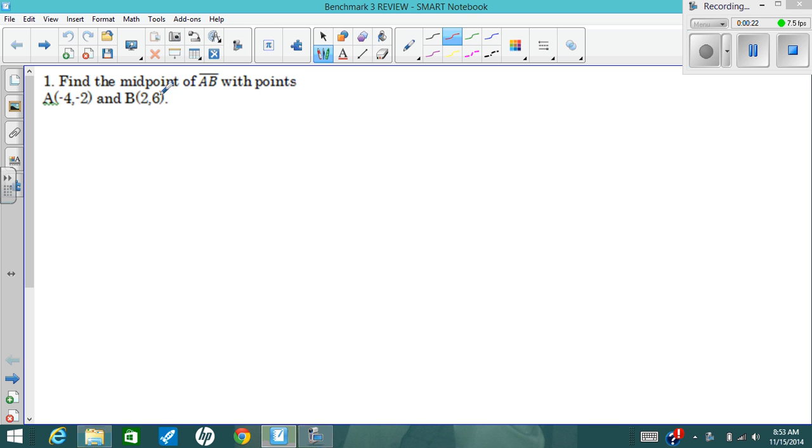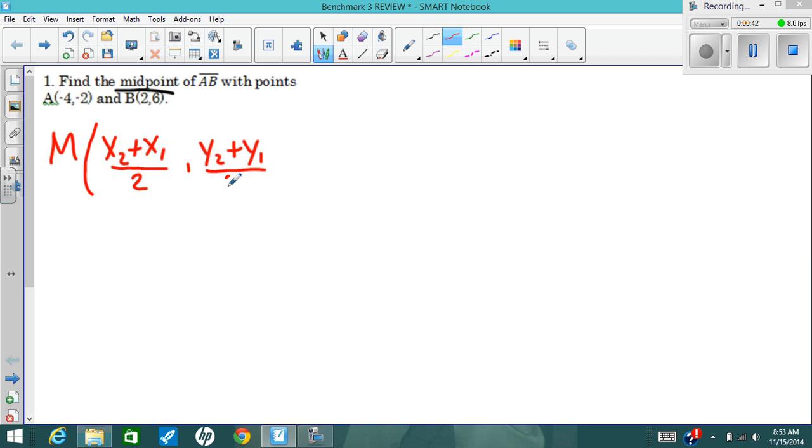You want to find the midpoint of segment AB that has these points A and B. So we're finding the midpoint. So we'll start with the midpoint formula. Remember, you should write the formula every time you use it. Remember, there's no equal sign. This is the name of the point, point M.